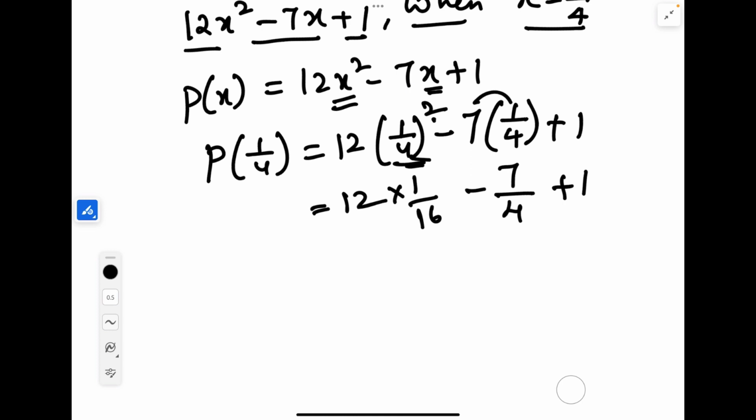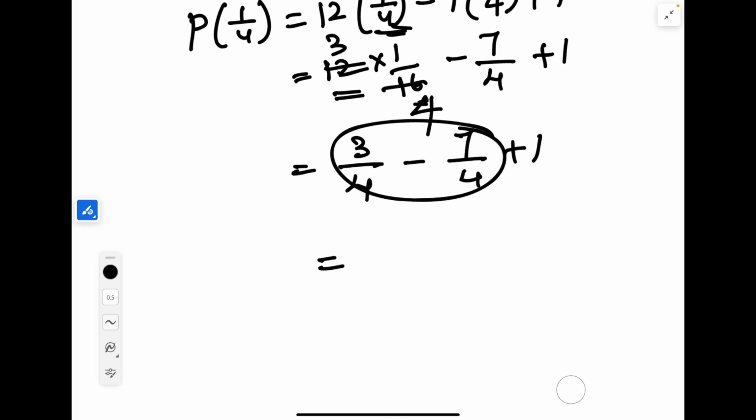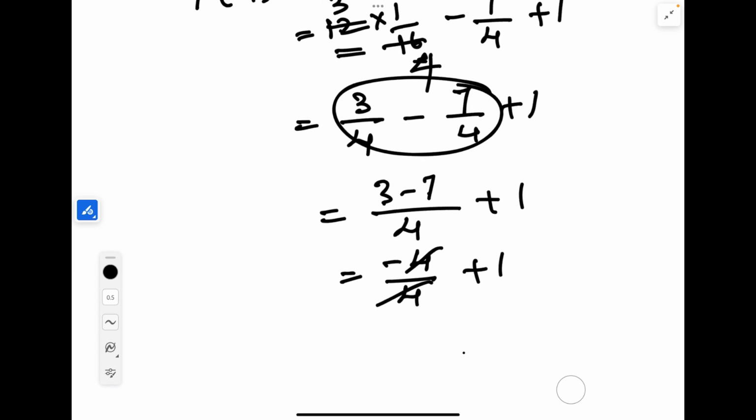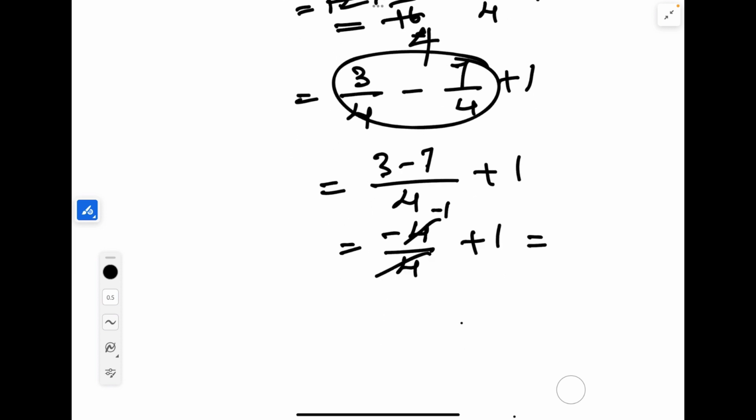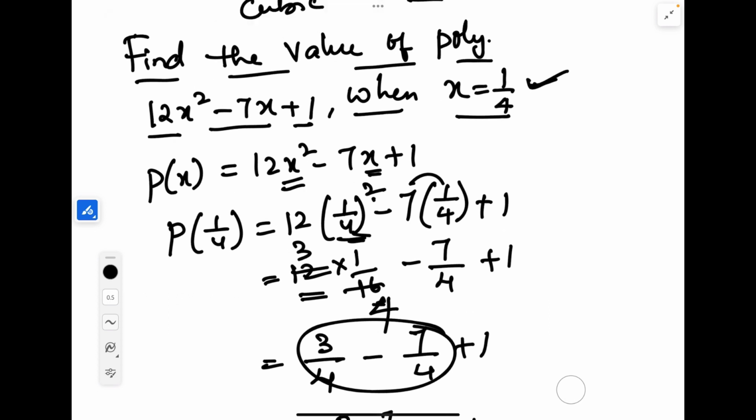Now see children, we can cancel this in the 4 table. 4 4s are 16, 4 3s are 12. So we are left with 3 by 4 minus 7 by 4 plus 1. These two are like terms as the denominator is same. So 4 is in the denominator, 3 minus 7 in the numerator plus 1. What is 3 minus 7? Minus 4, right? Minus 4 by 4 plus 1. What is minus 4 by 4? It is minus 1, right? So minus 1 plus 1 will give us 0. So what can we conclude from here children? We can say that x is equal to 1 by 4 is the 0 of this polynomial.